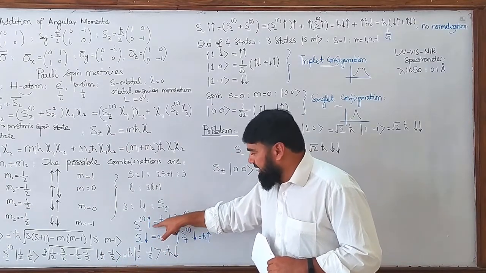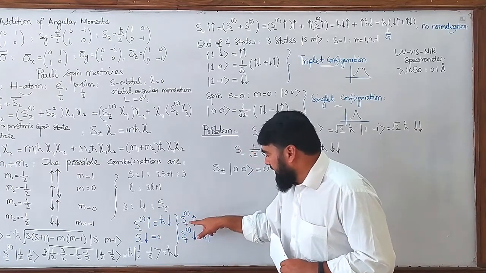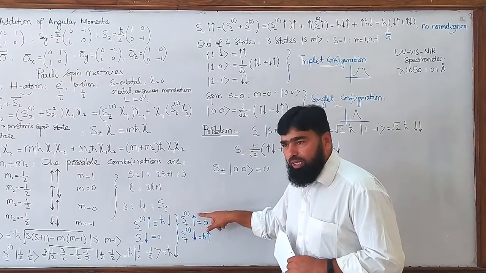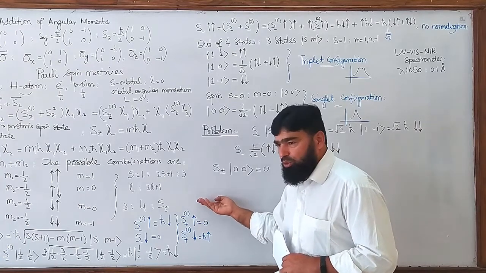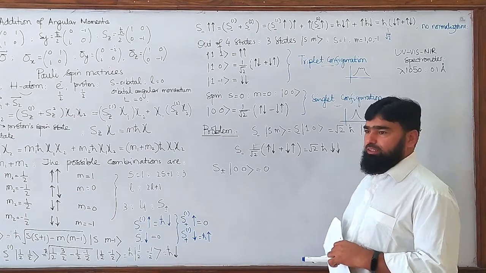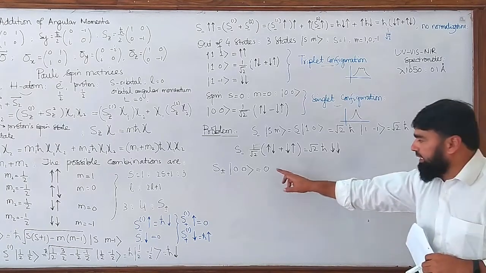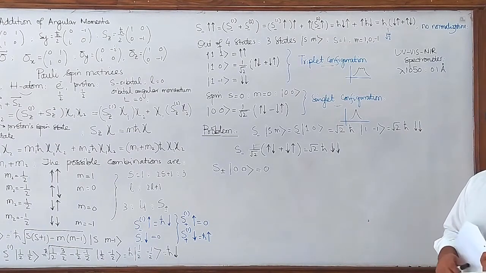This is like a singlet state. You apply S minus on this one. S plus on the up, there is no other state possible. So you will get 0. S minus on down, you will get 0. Clear? So this way, you can prove this one. We will show that yes, this comes out to be 0.